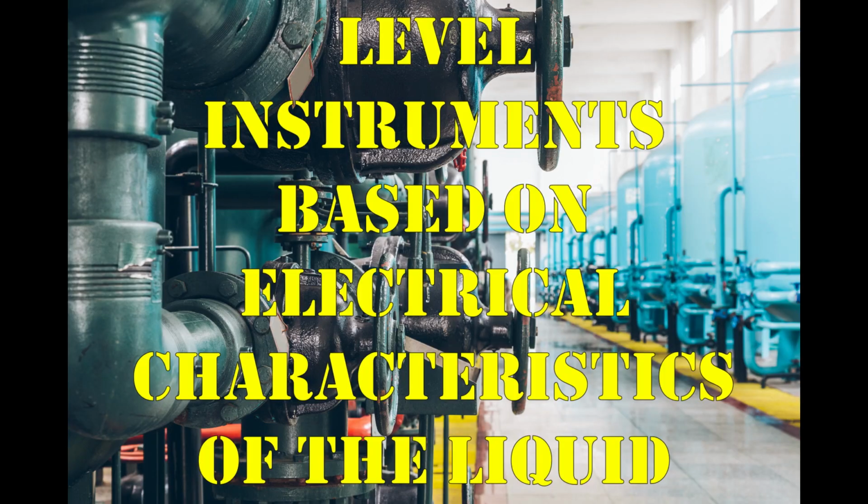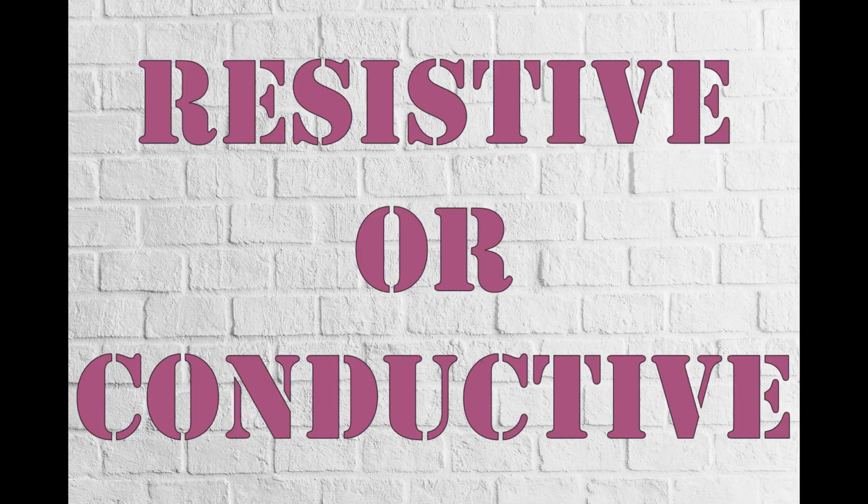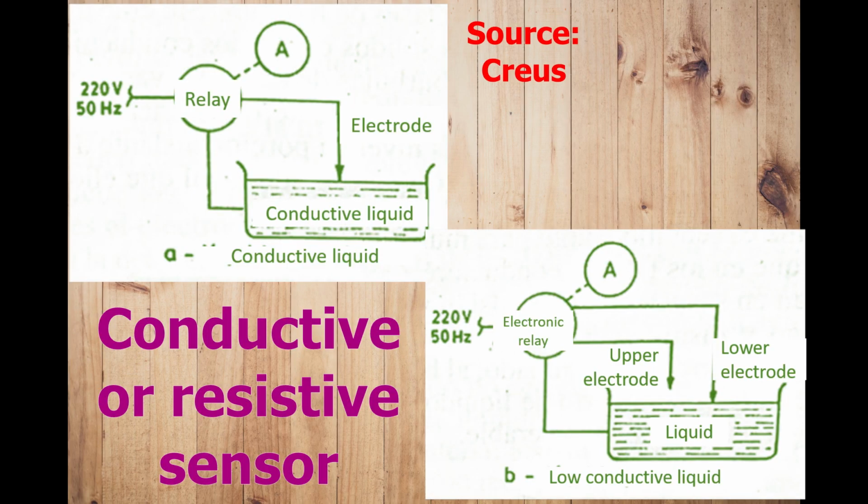Today I'm gonna talk about there are three types of level method based on the electrical characteristics of the process liquid, and they are conductive or resistive, capacity, and admittance. The conductive or resistive sensor consists of one or more electrodes and an electrical or electronic relay energized when the liquid wets these electrodes. The liquid must be sufficiently conductive to excite the electronic circuit so that the device can discriminate the separation between the liquid and its vapor.